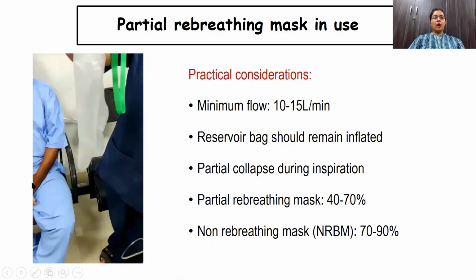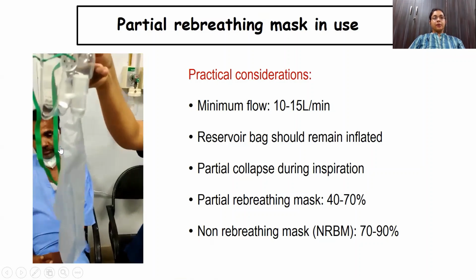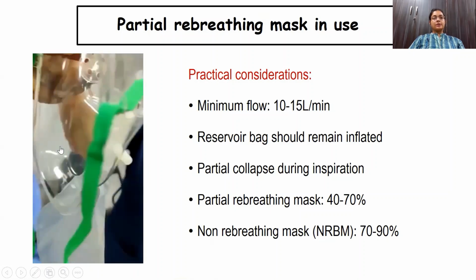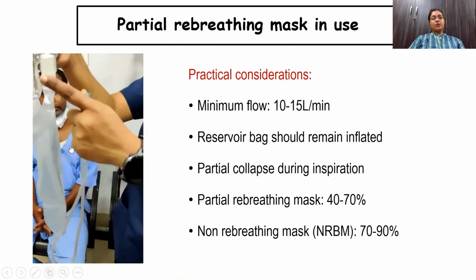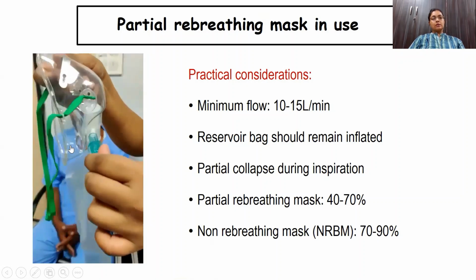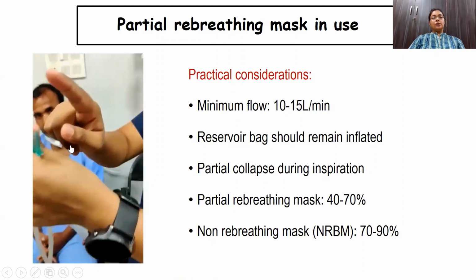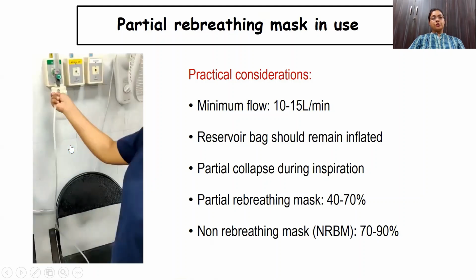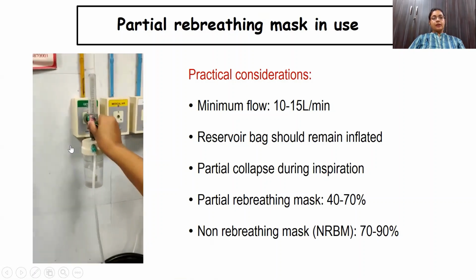Now I will show you how to use this mask. This is a partial rebreathing mask that you can see, and this is the nipple where you apply oxygen. That's the green tubing. Now the other end of the tubing goes into the flow meter assembly and you switch on.